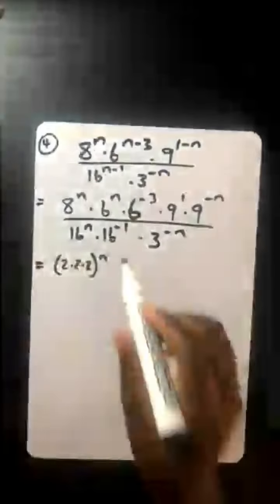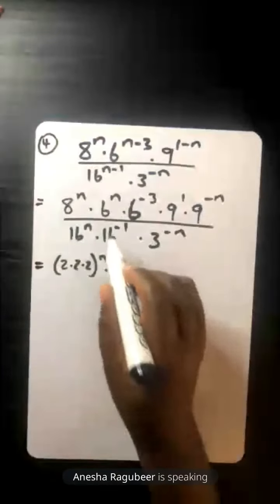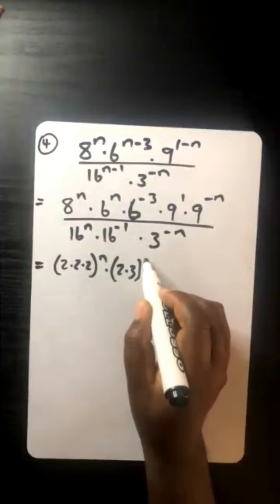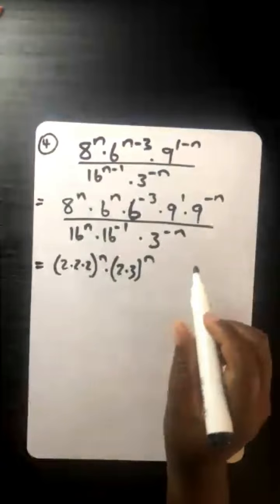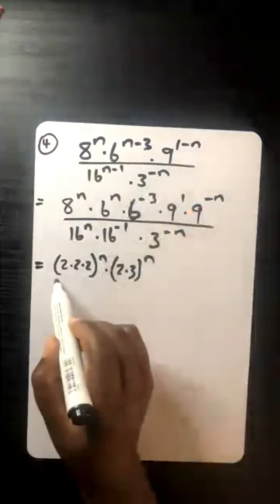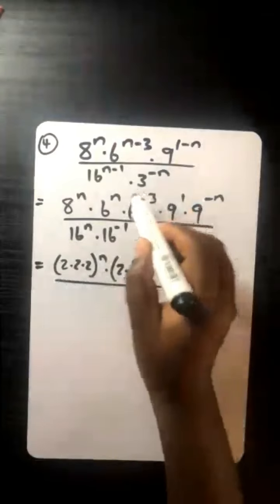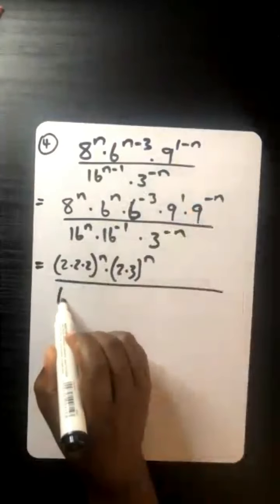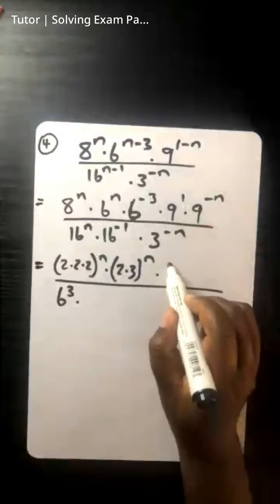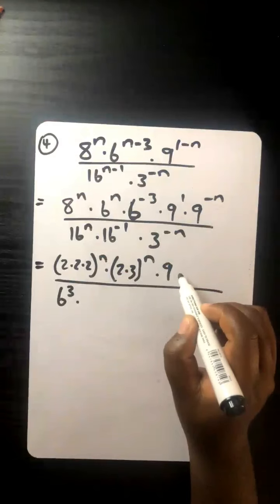Yes, sir. So 6 is made out of 3 multiplied by 2 to the exponent n. Remember, guys, this one, I can write it at the bottom as 6 to the exponent positive 3. Do you guys agree with me on that one? So I also have that 9 over there with that invisible 1.